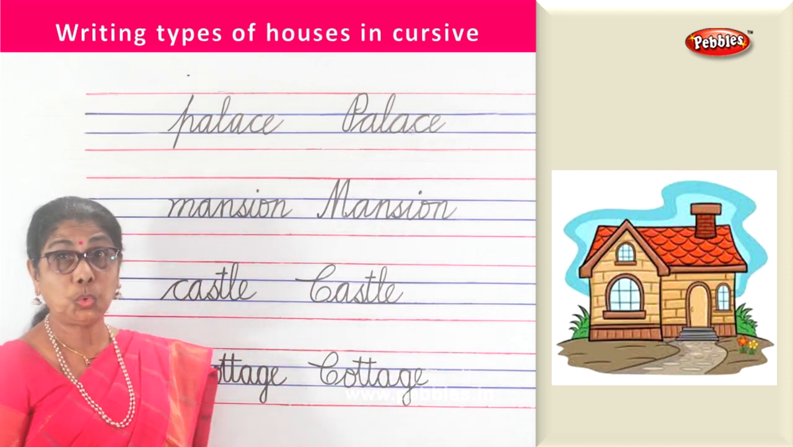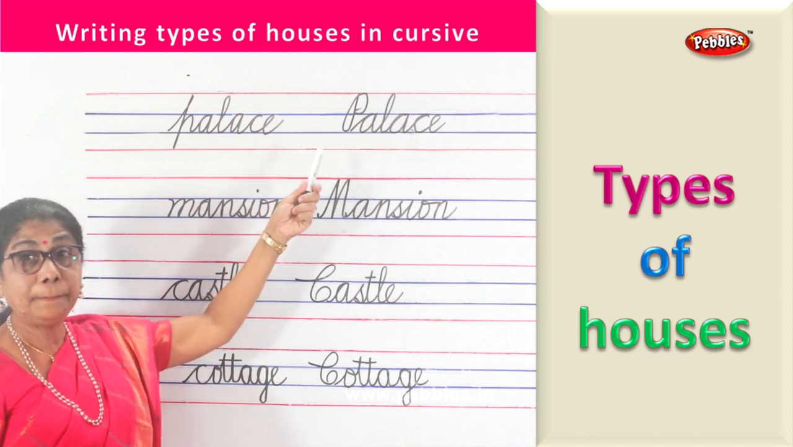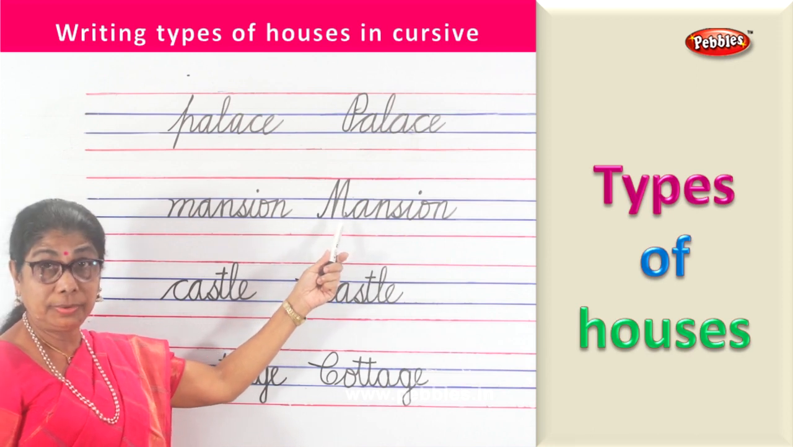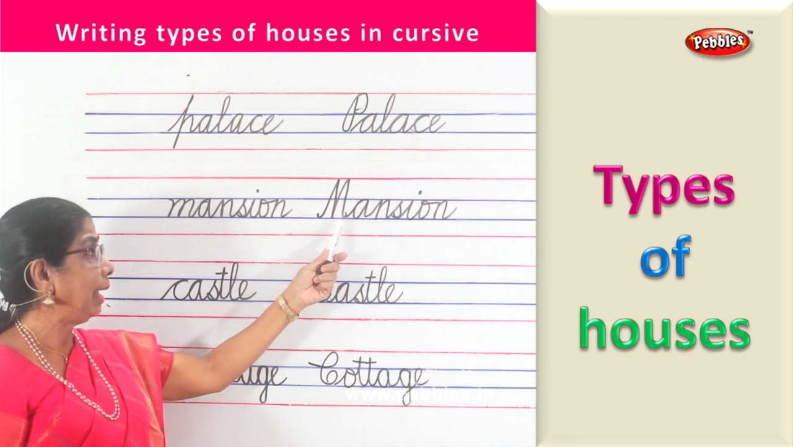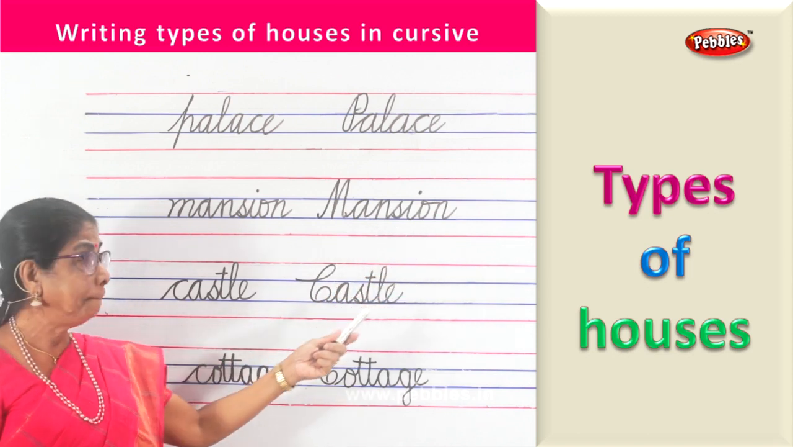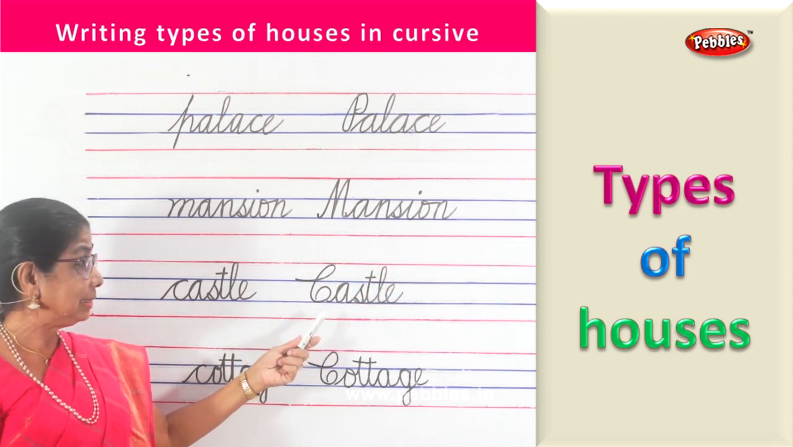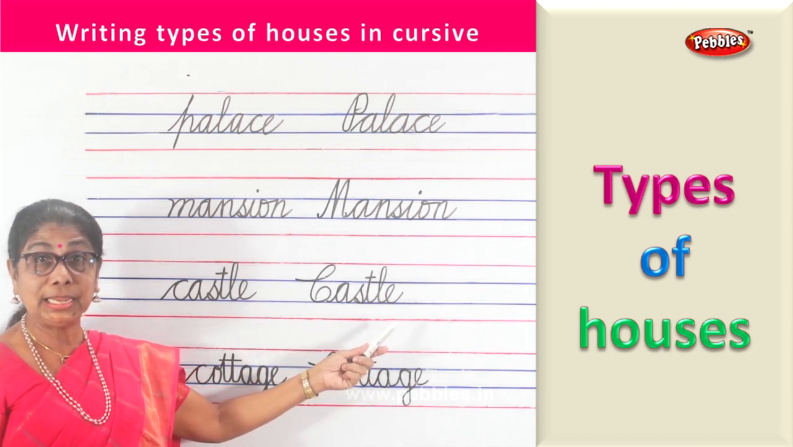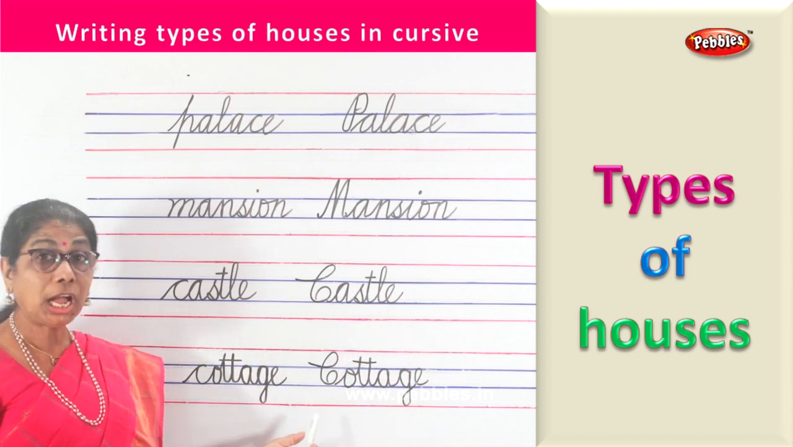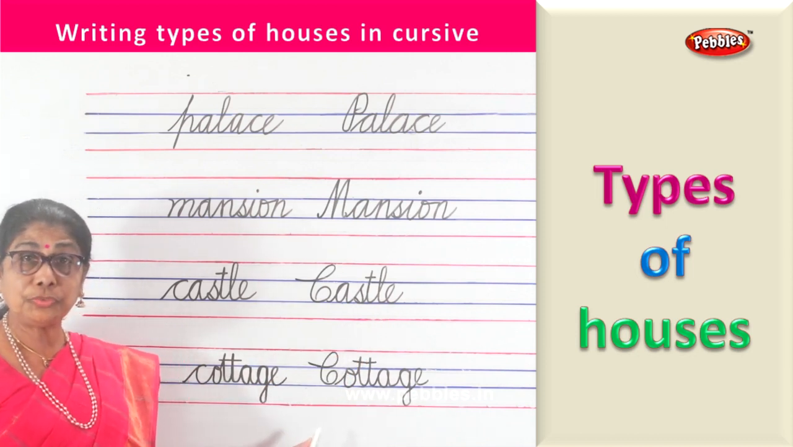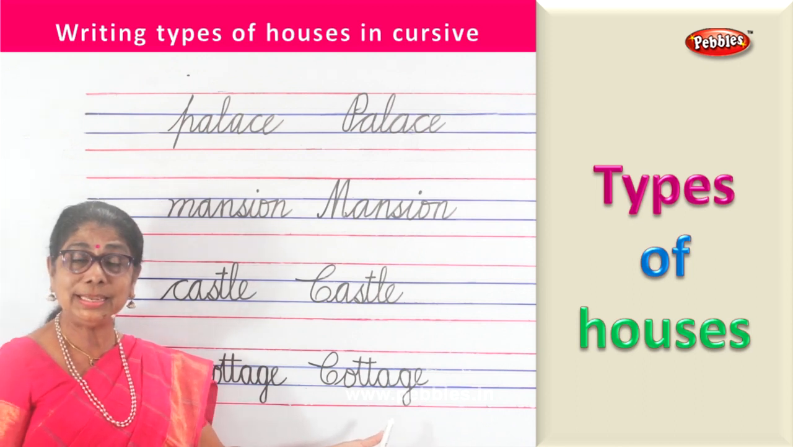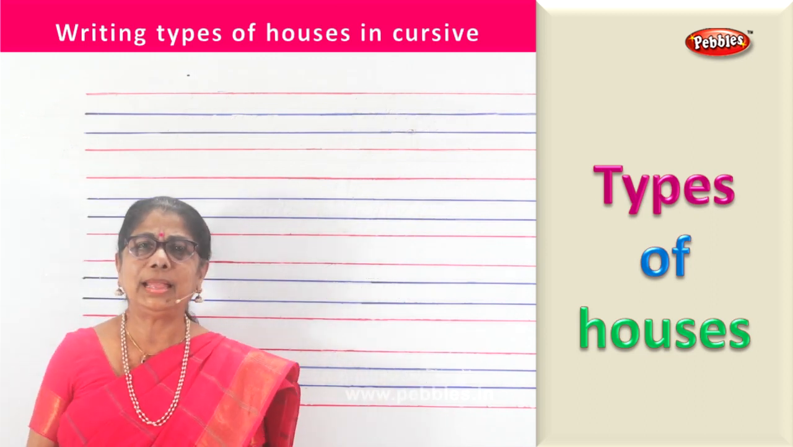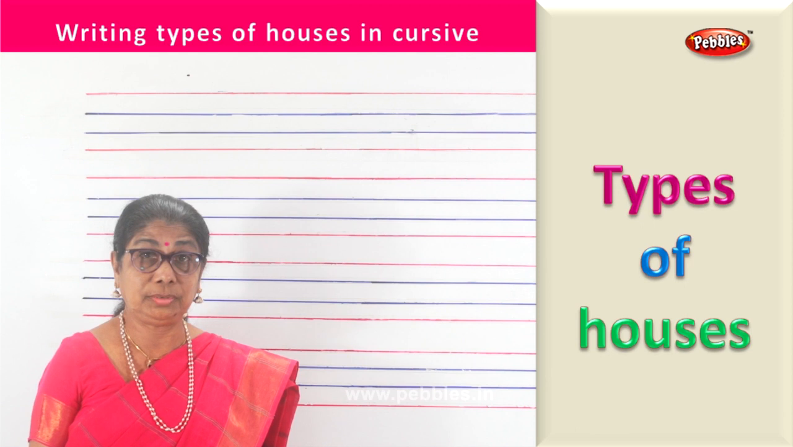Let's look at the four different types of houses. Palace, P-A-L-A-C-E, palace, with a king's slave. Mansion, huge house, M-A-N-S-I-O-N, mansion. Castle, C-A-S-T-L-E, castle. Very old days, people build castles. Cottage, where you go relax for a few days, C-O-T-T-A-G-E, cottage.